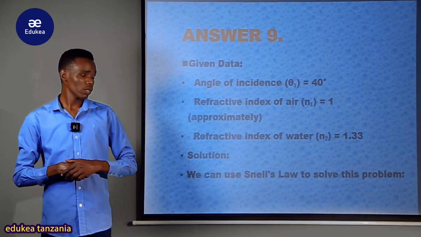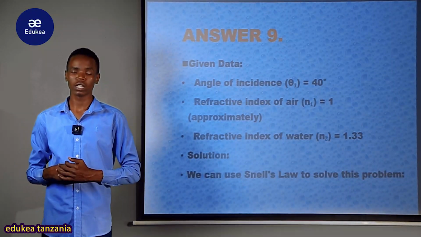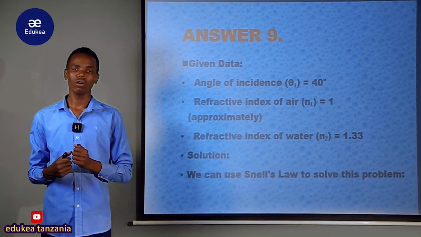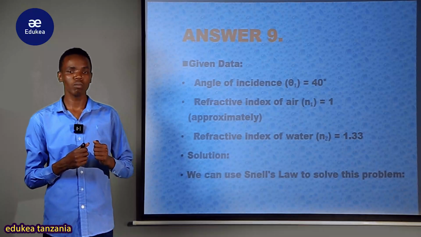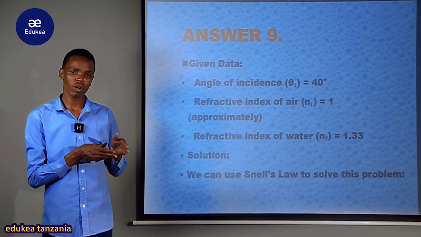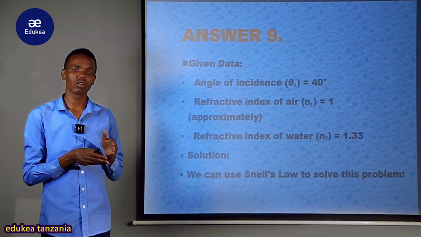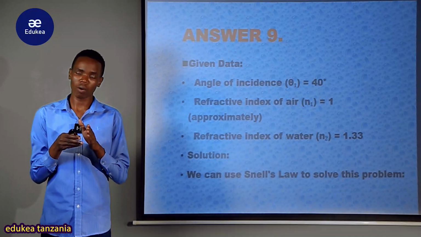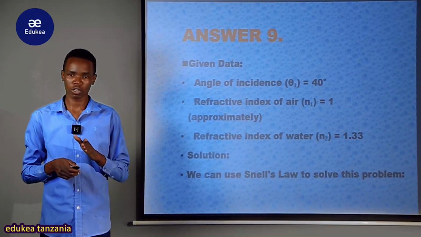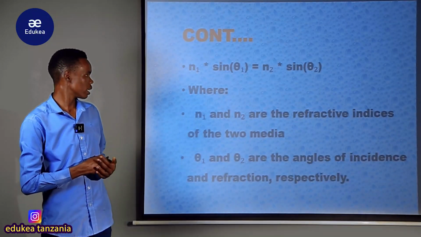Now, as we want to solve a question like this one, first of all, we are supposed to use Snell's law. Snell's law gives us the ratio between the refractive index of air over the refractive index of water equals sine theta 1 over sine theta 2, that is, the angle of incidence over the angle of refraction. After that, let us substitute.